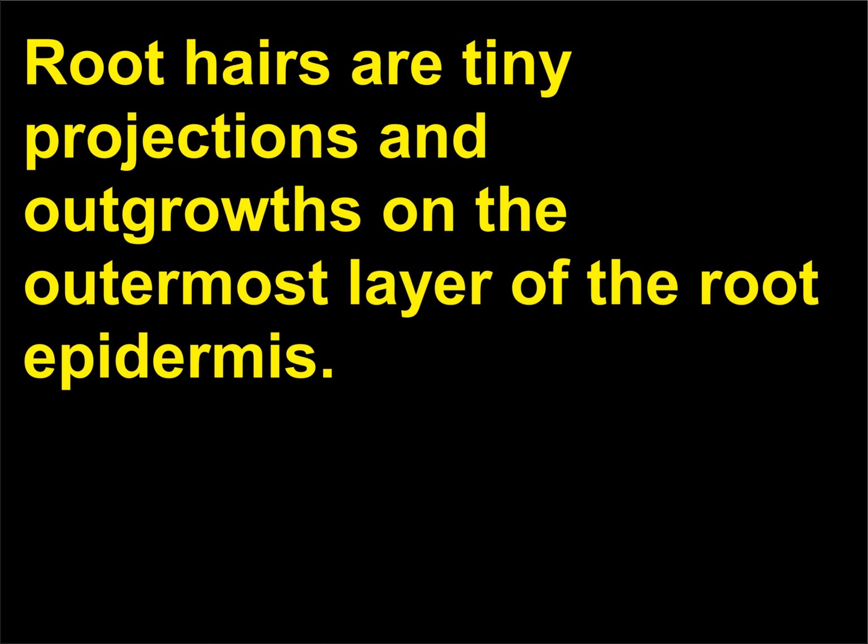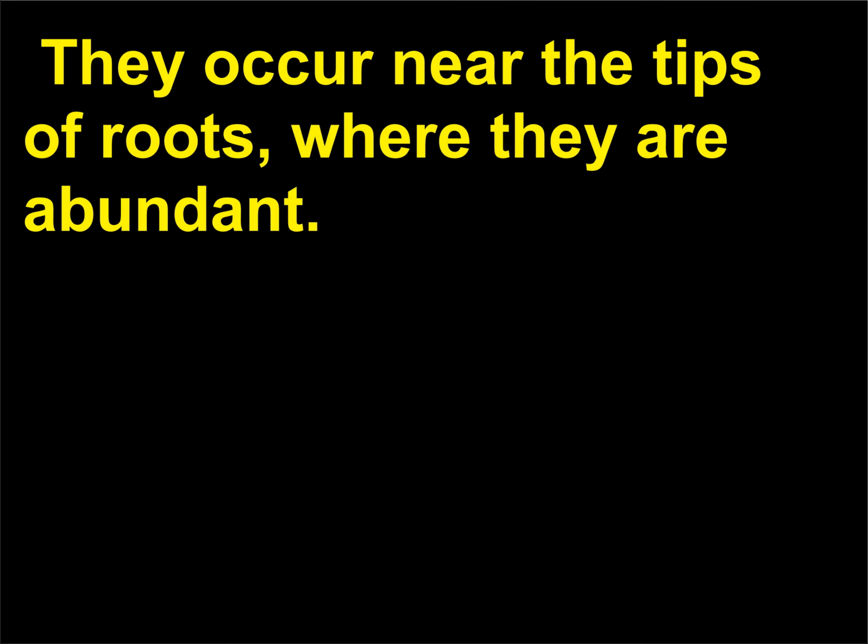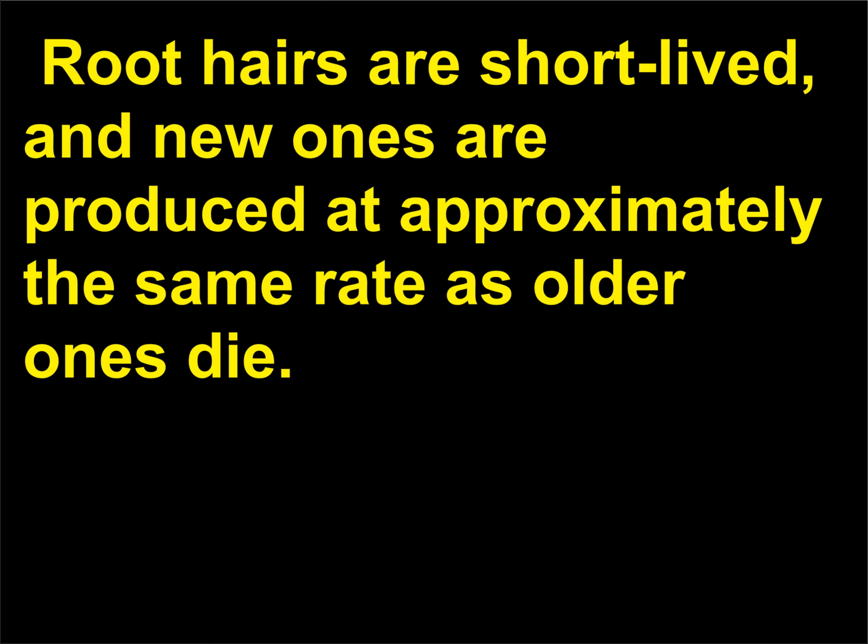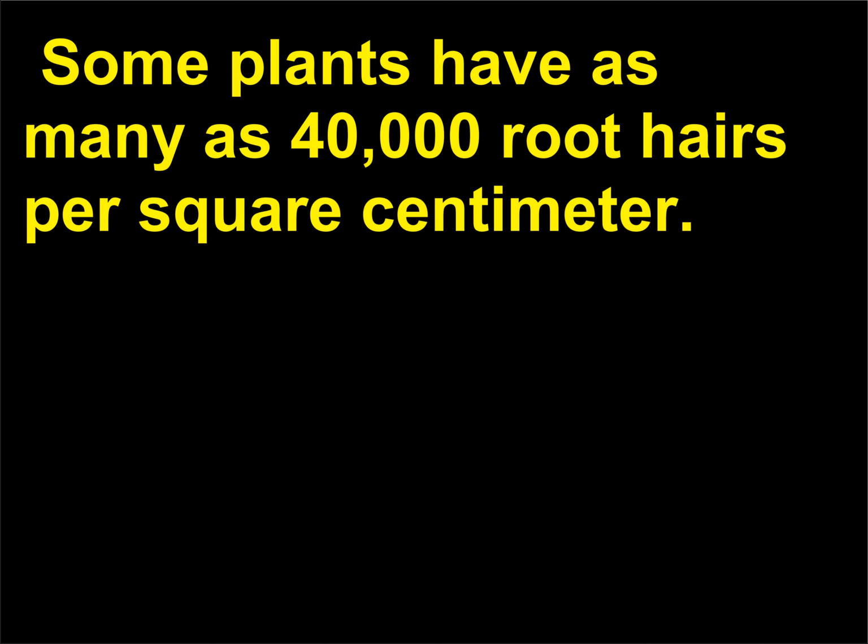What are root hairs? Root hairs are tiny projections and outgrowths on the outermost layer of the root epidermis. They occur near the tips of roots, where they are abundant. Root hairs are short-lived, and new ones are produced at approximately the same rate as older ones die. Some plants have as many as 40,000 root hairs per square centimeter.